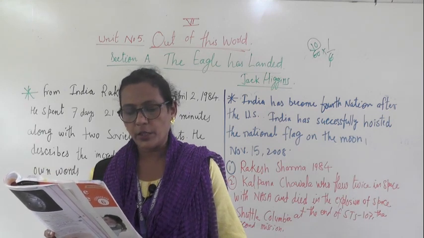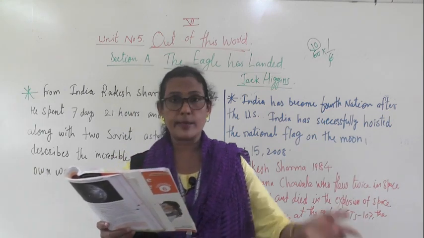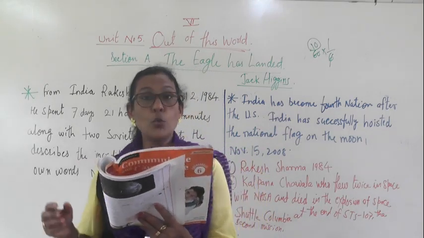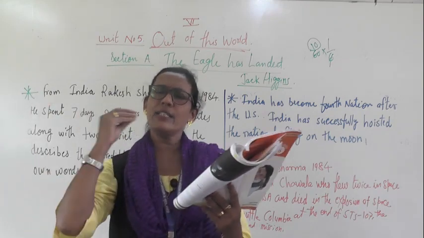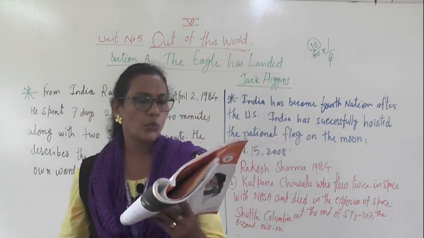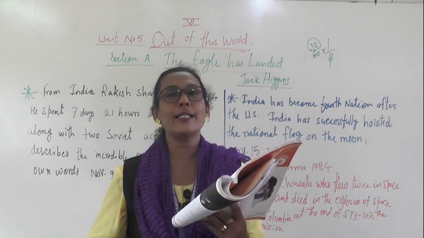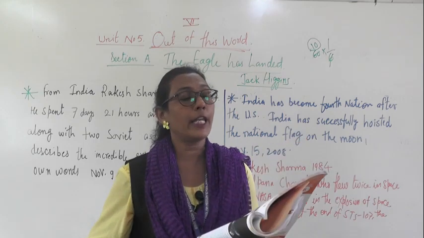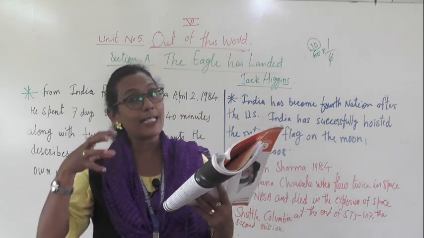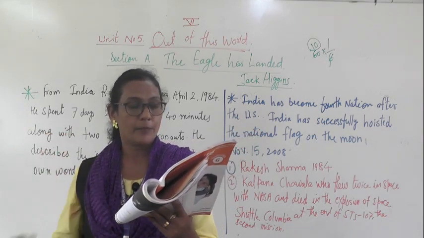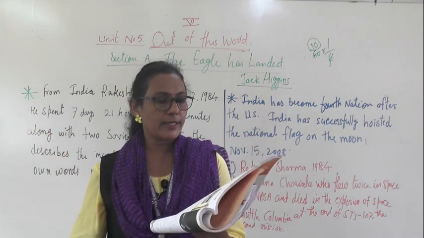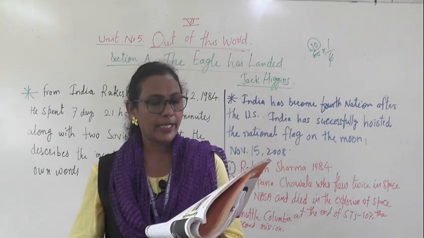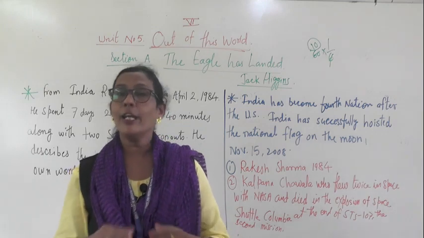After orbiting the Moon for 24 hours, Armstrong and Aldrin moved to the lunar module, known as the Eagle. That is why they have given the name, The Eagle Has Landed. That vehicle is known as Eagle. Collins stayed in the Columbia. The Eagle separated from the Columbia and landed on the Moon on 28th July.